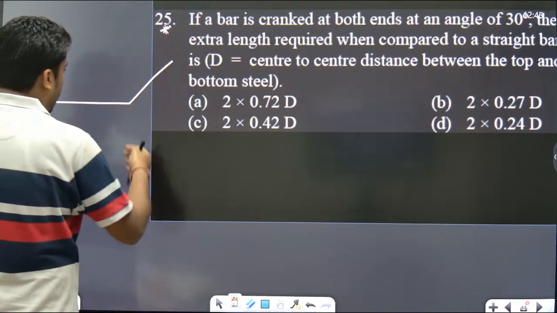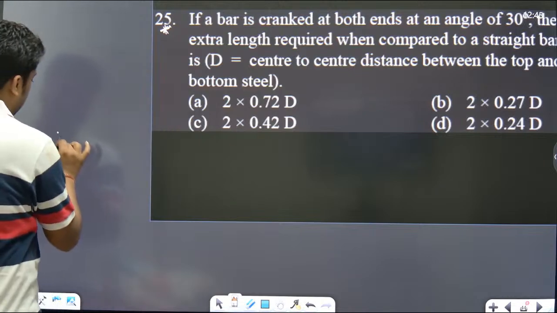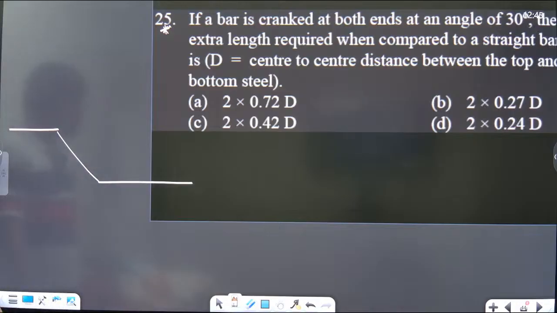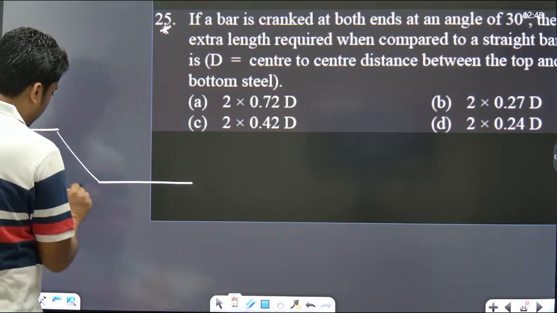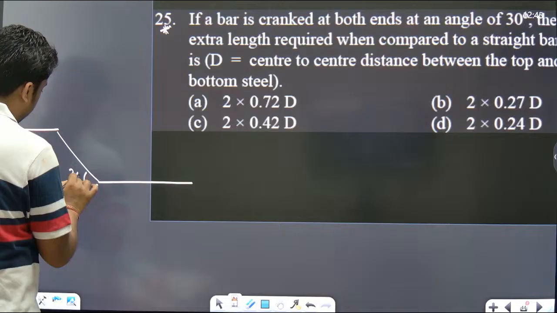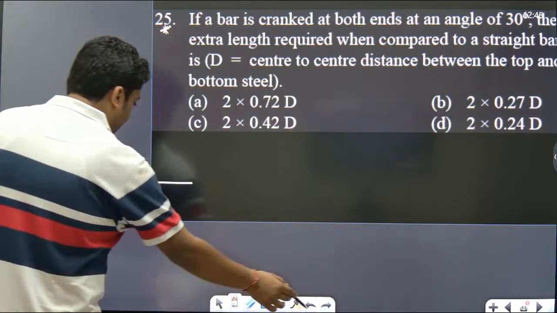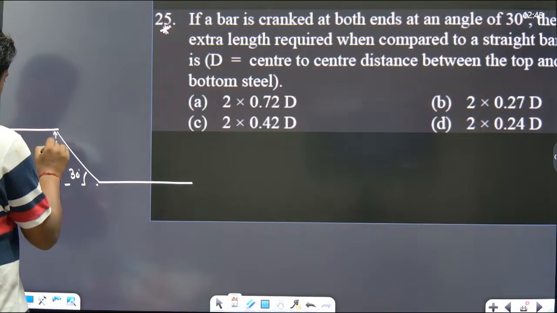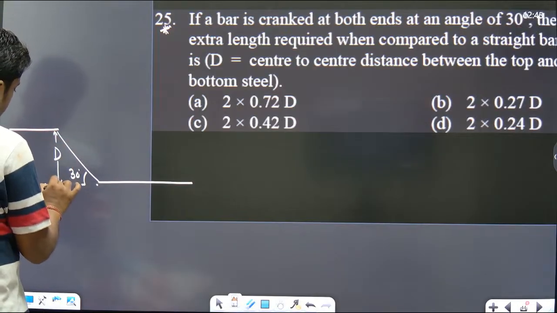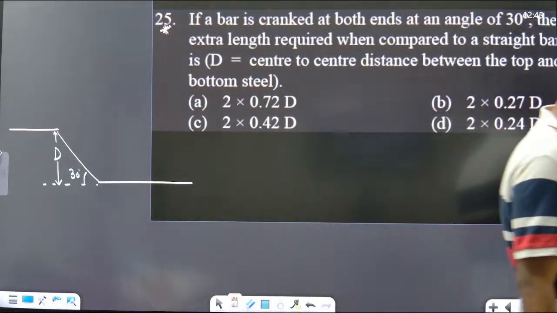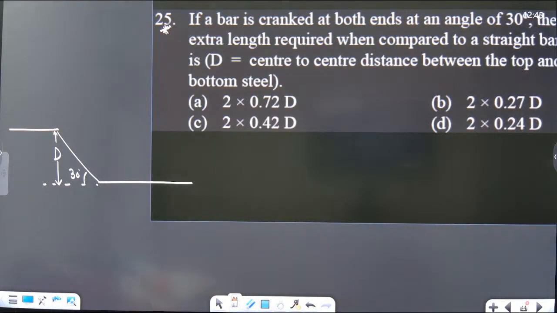So this you have cranked. For one side, we will analyze. This is cranked at an angle of 30 degrees. This distance is D. You need to remember this, but if you do not remember, it's okay. Don't worry.